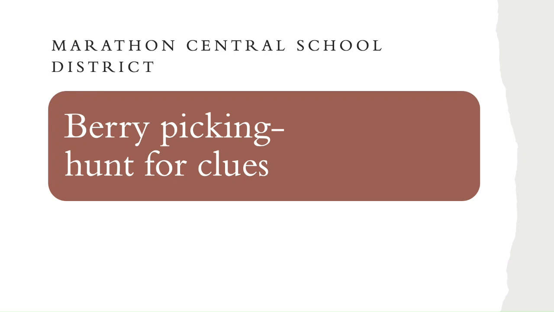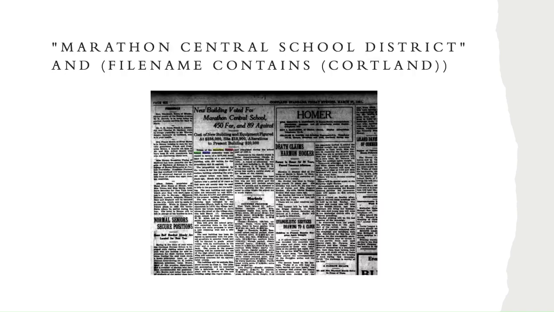So in the information science world, there's a technique called berry picking, which is kind of like a hunt for clues. So I received a request that this particular researcher was interested in the centralization of the Marathon Central School District. And this one can be kind of tricky because you don't really know what kind of terms might be used. So I have to try a couple of different methods and see what I can find, and based on results that I see, tweak my phrasing and see if I can pull up even more relevant results.